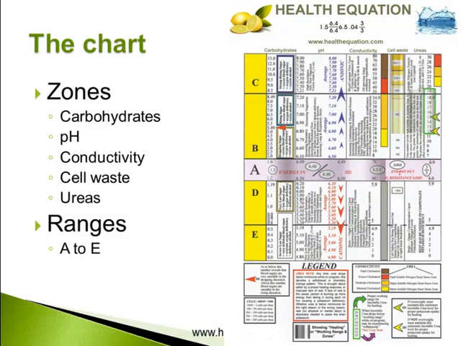If you look at the A range describing ideal health, you will see that although the ideal number for the carbohydrates is 1.5, it can swing between 1.2 and 2, and the same goes for the other numbers. This is called the swing range of the numbers in range A. We will now look at each of these 5 zones and see what happens to the body chemistry in all the ranges.